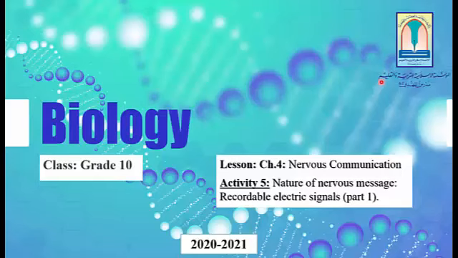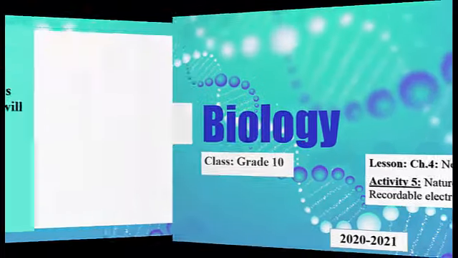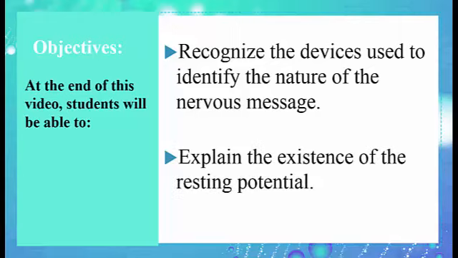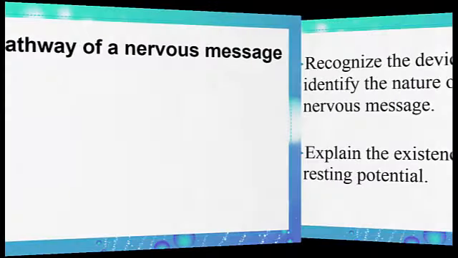Good morning, dear students. Today we start activity 5, the first part of activity 5, about the nature of the nervous message: recordable electric signals. At the end of this video, you will be able to recognize the devices used to identify the nature of the nervous message and to explain the existence of resting potential.